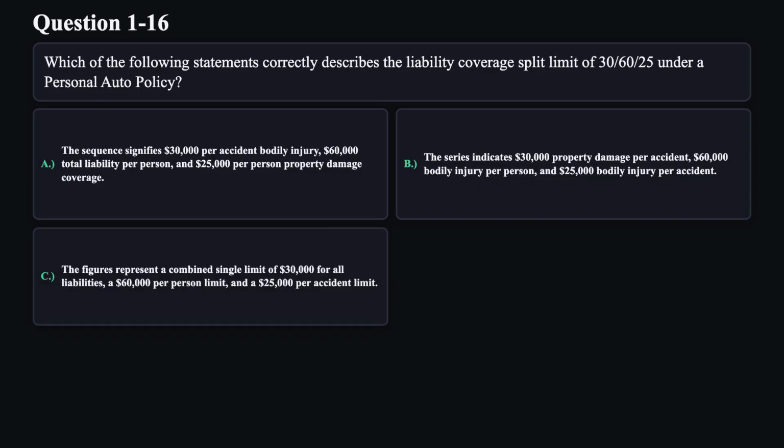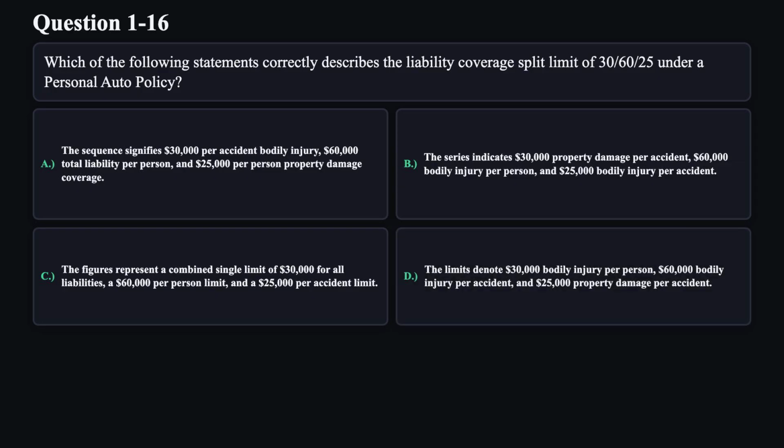C. The figures represent a combined single limit of $30,000 for all liabilities, a $60,000 per person limit, and a $25,000 per accident limit. D. The limits denote $30,000 bodily injury per person, $60,000 bodily injury per accident, and $25,000 property damage per accident.